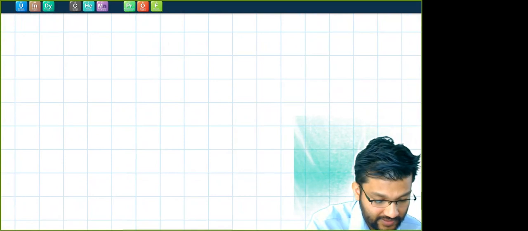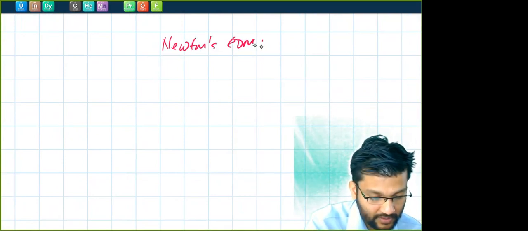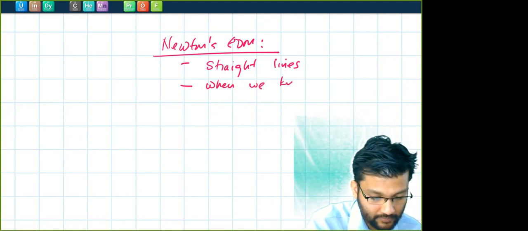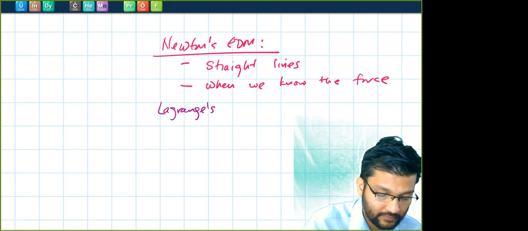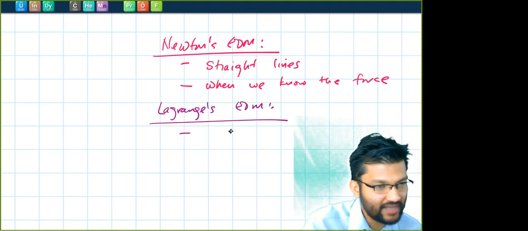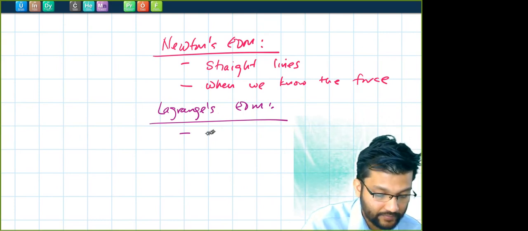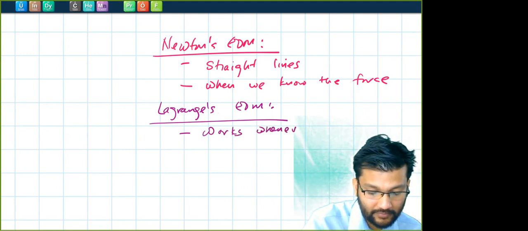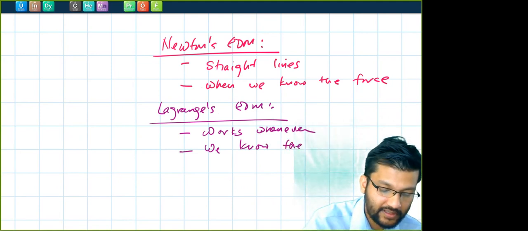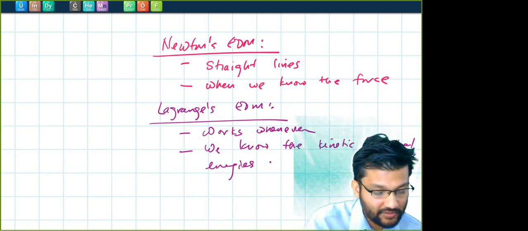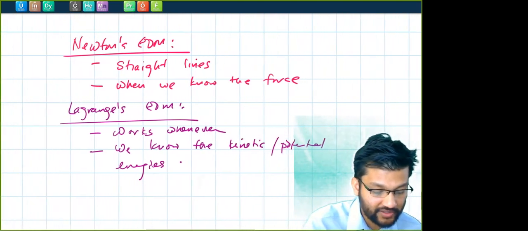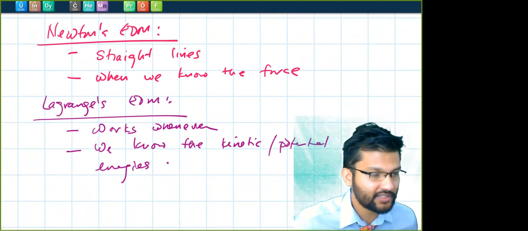So let's look at the two differences. Newton's equation of motion works for straight lines and when we know the force. Lagrange's equation of motion doesn't really matter if you're moving in straight lines or curved lines. It works whenever we know the kinetic and potential energies. They both have their uses. You don't always know the force, or you don't always know the energy, but whenever you know one or the other, you can figure out anything about the particle. They're all the same equations, just written differently.